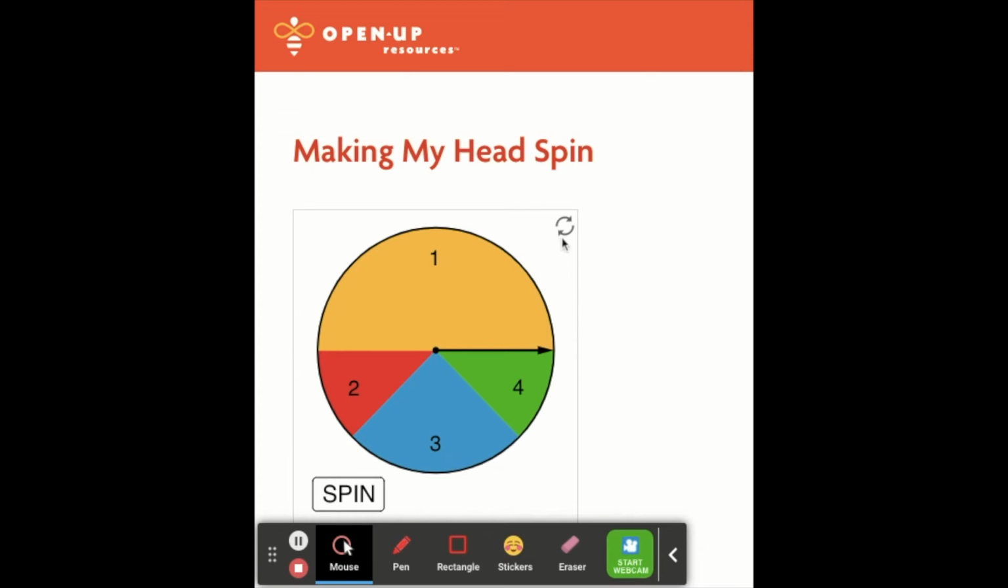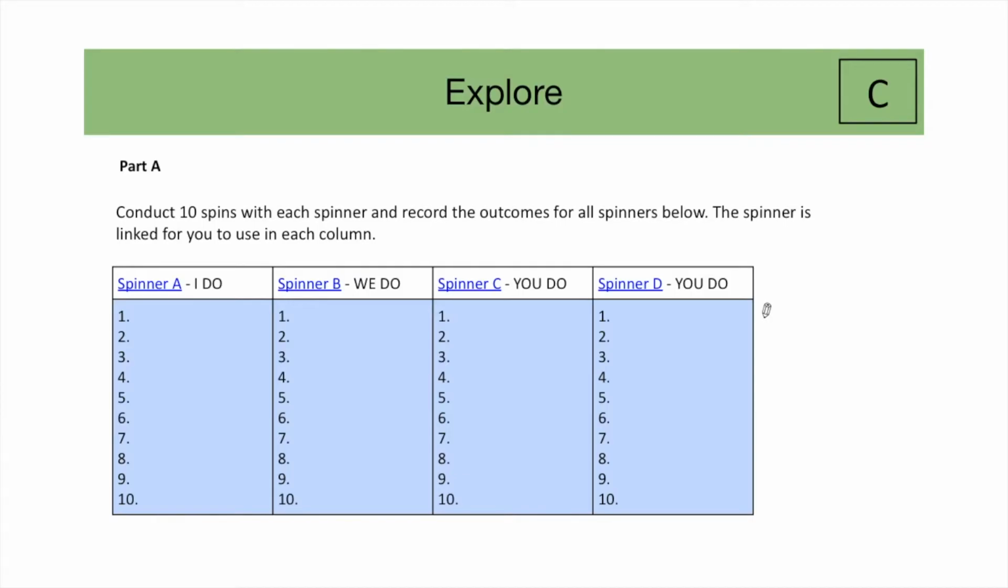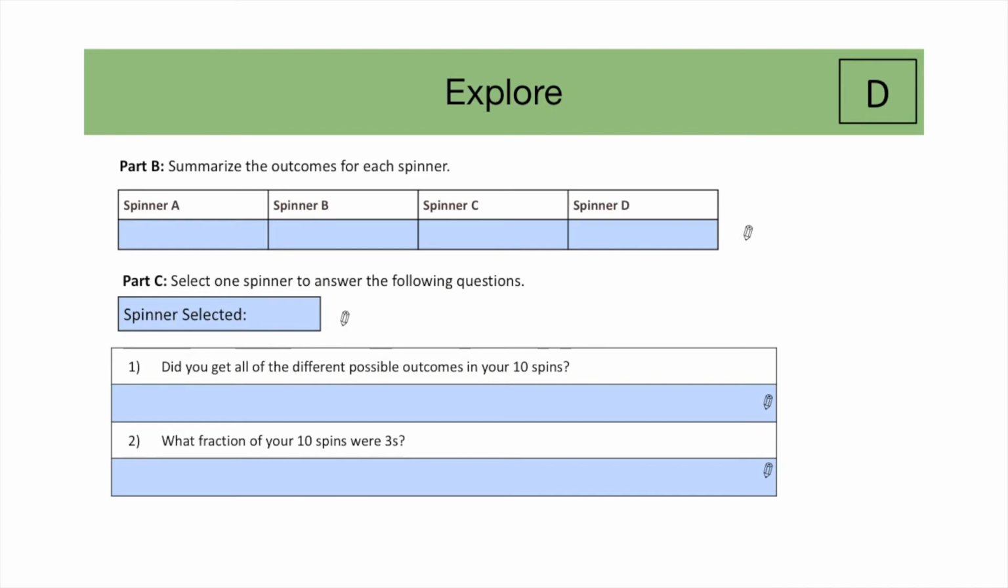And remind them, if you'd like, to reset between each spin. Once you're done demonstrating, make sure to record your results and do the same thing for spinner B, so that students are only responsible for recording the results for their individual spins of C and D. Now that students are done, they should have the same spinner A and spinner B results as you, since you did it as an I do and we do. And the only difference should be their spinner C and spinner D result.